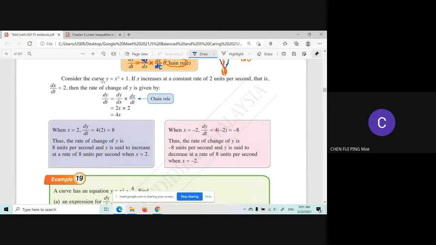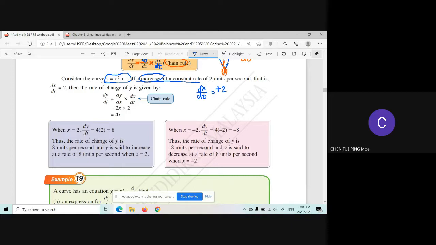Consider the curve. They give you one curve in this equation. If x increases at a constant rate, how do you write this? X increases at constant rate. The rate I know is d over dt. Then they talk about x, meaning that this is x. Increase, so positive 2, and this is the value for dx dt. If they say decrease, meaning that negative 2. So you know dx dt equals 2.